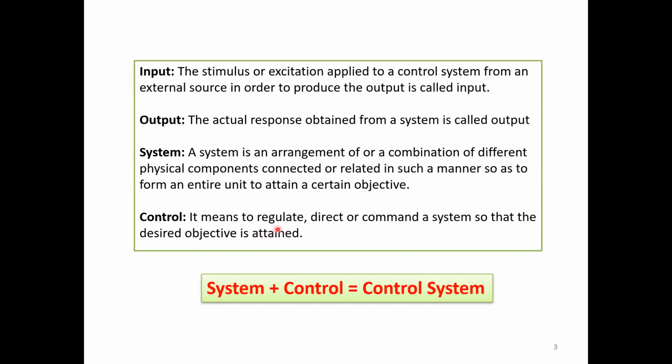Control means to regulate, direct, or command a system so that the desired objective is attained, so that you can get the output and attain the desired objective. That is the control. So system plus control, you get the control system.